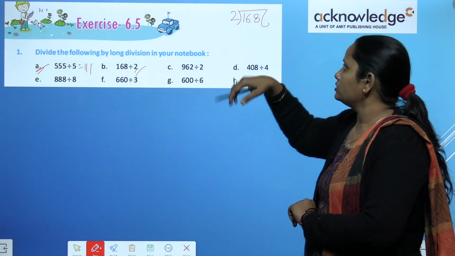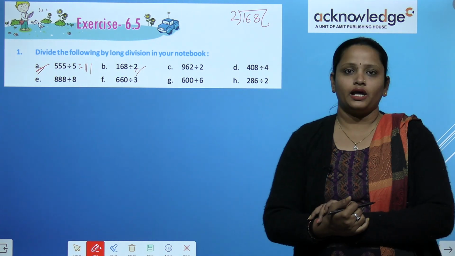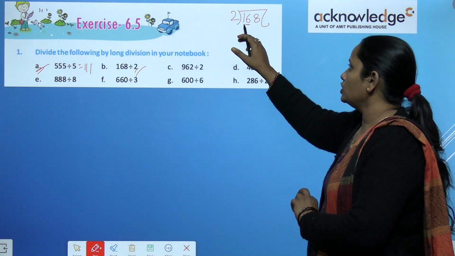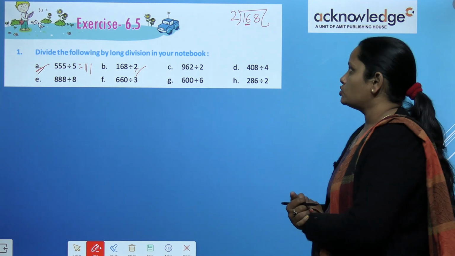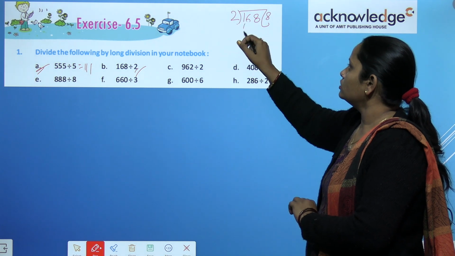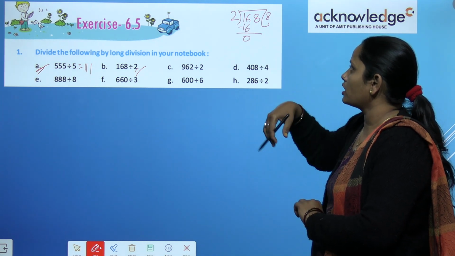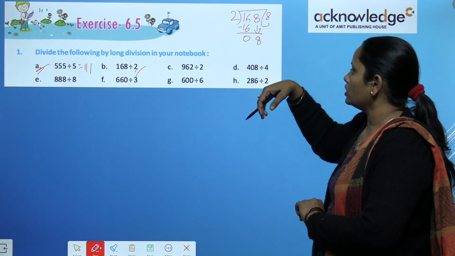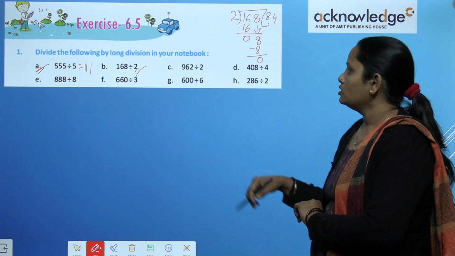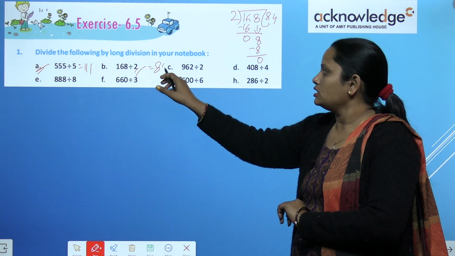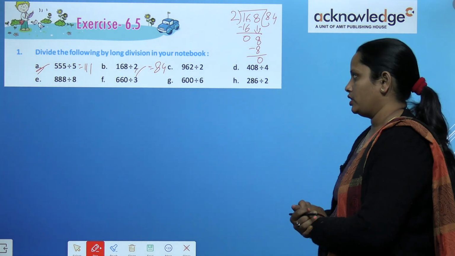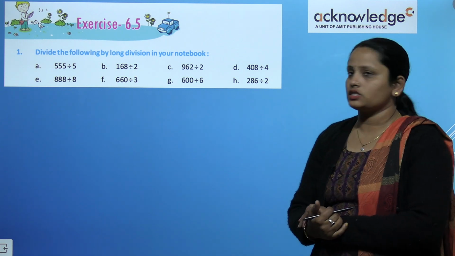So let's divide it. Now the first number is 1, so does 1 come in the table of 2? No. So we will take 16 together. Okay, so 2 times 8 is 16. So it's 16. Let's subtract. 0 came. Now what is the next number left? 8, so 8 came. 4 times 2 is 8. 0. So here the answer is 84. Children, I hope this is clear. Okay. So you have to do the rest of the questions like this only.